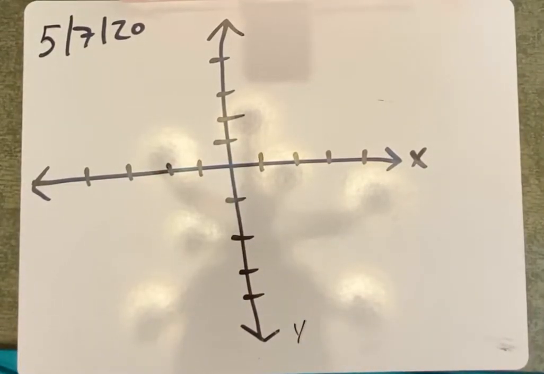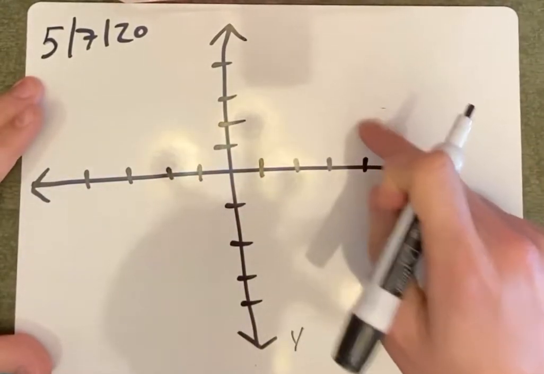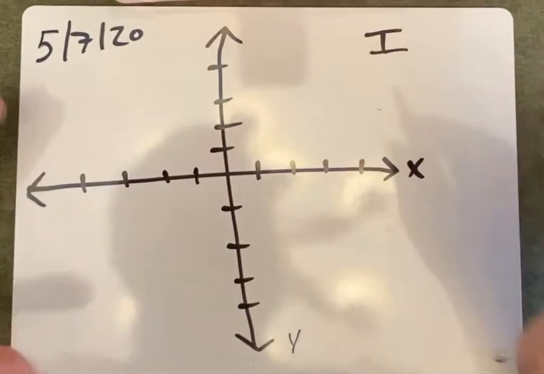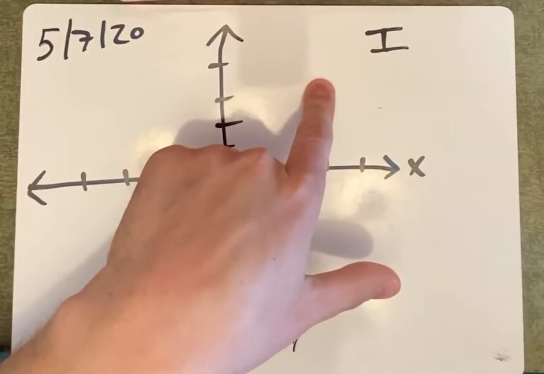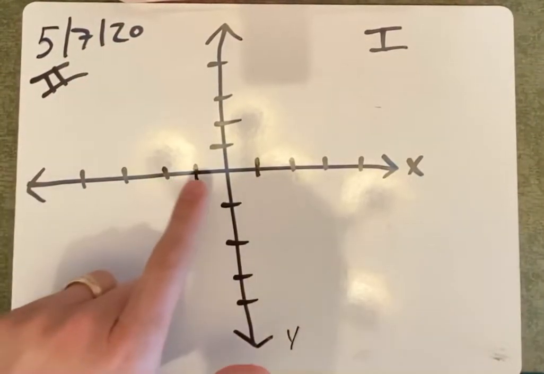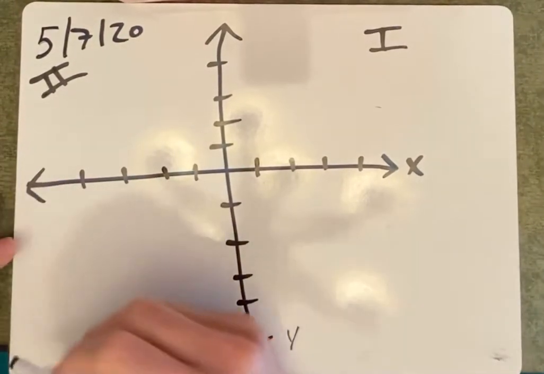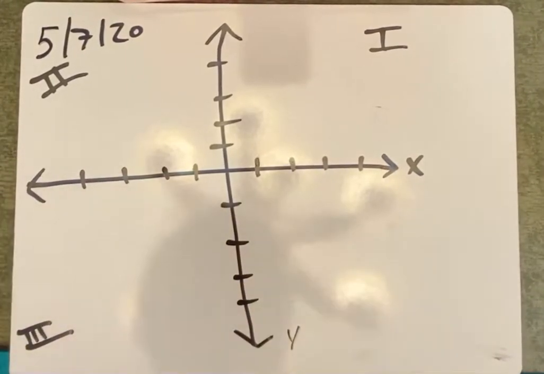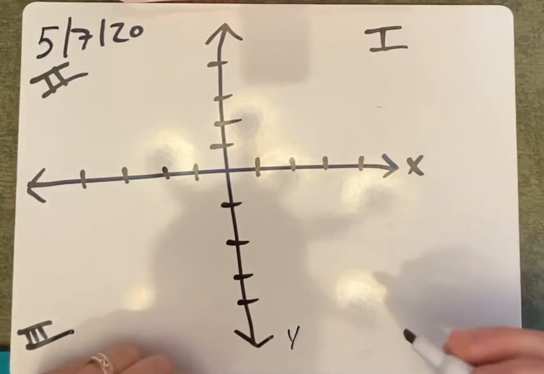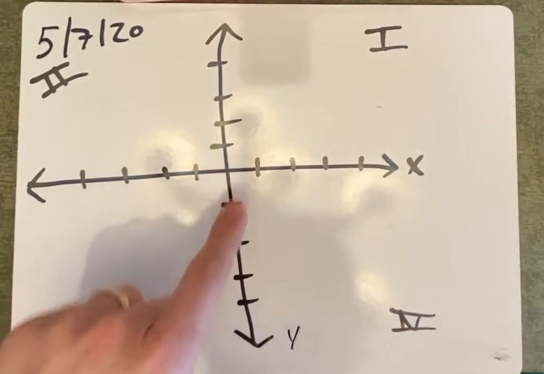Now let's talk about our quadrants. This area here is called quadrant 1, which means everything here is positive. Over here, this is quadrant 2. Quadrant 2 has a negative x and a positive y. This is quadrant 3. This has everything negative: negative x, negative y. And quadrant 4 is a positive x and a negative y.